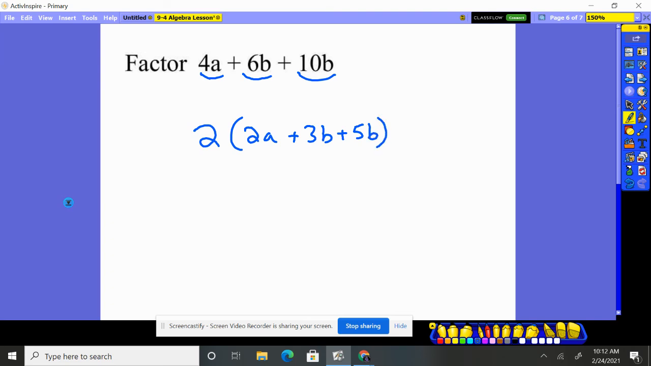Now, a lot of you might think, oh, why didn't you pull a b out? Because this first piece didn't have a b to give. There wasn't a b. And they all have to have it in common. That's what we do when we call it factoring out.